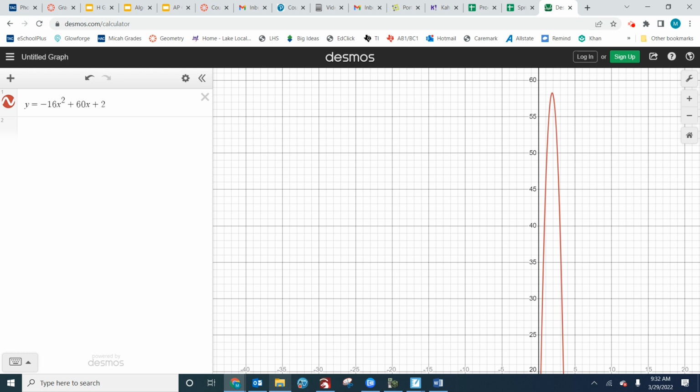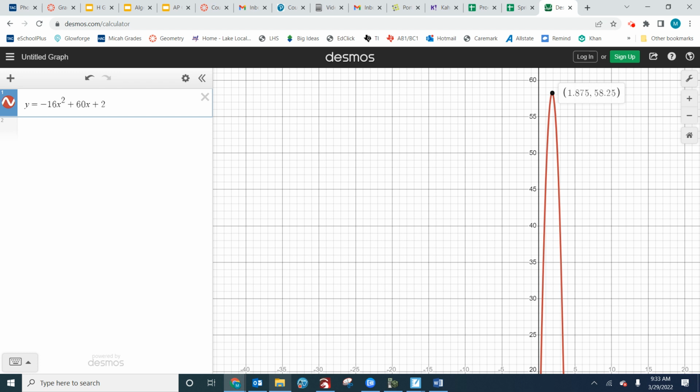Okay. Now, how high did the ball go? How do I get that? Don't I click here? How high did the ball go? 58.25 feet. How long did it take to reach that height? How many seconds, guys? About 1.88 seconds. Okay, 1.9 seconds. All right. Is everybody good with that?